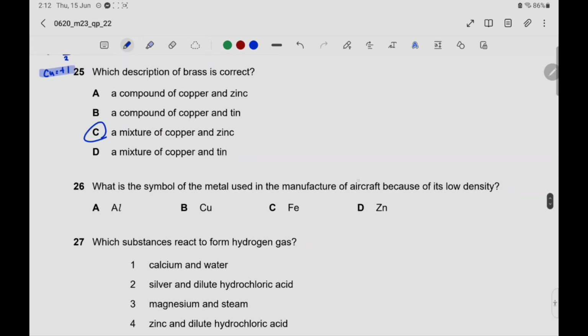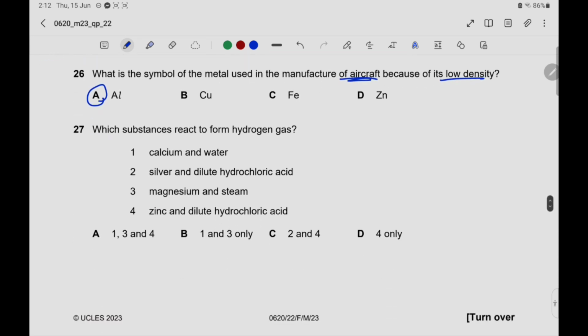Okay, what is used for aircraft? Every time you see aircraft, definitely aluminium because it has low density. 27, hydrogen gas. What will form hydrogen gas? Okay, for 27, answer should be, let's see. Can calcium and water form hydrogen gas? Yes, they will form calcium hydroxide and hydrogen gas. This is the alkaline solution.